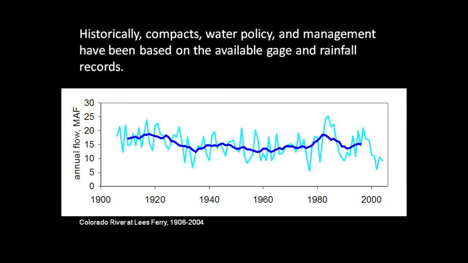Now, as time has gone on, the record that the allocation was based on looks to be a little wetter than it typically has been after that period of time. So it's been evident that the allocations, those set amounts, not percents, but set amounts, were based on a wetter than average period of time.